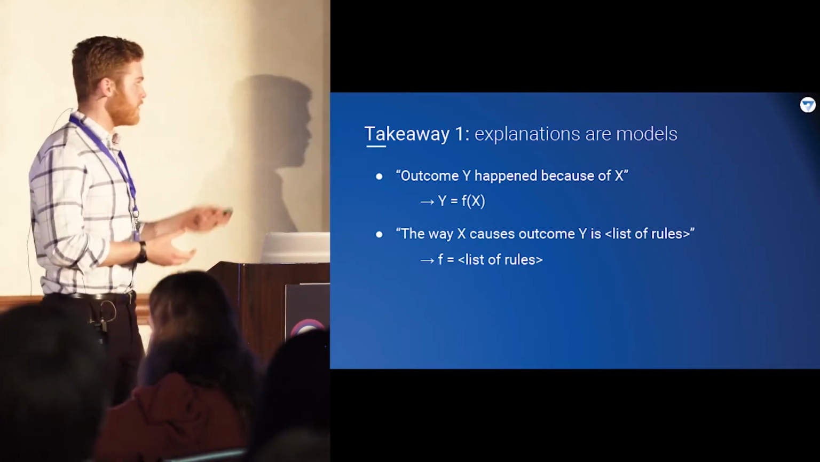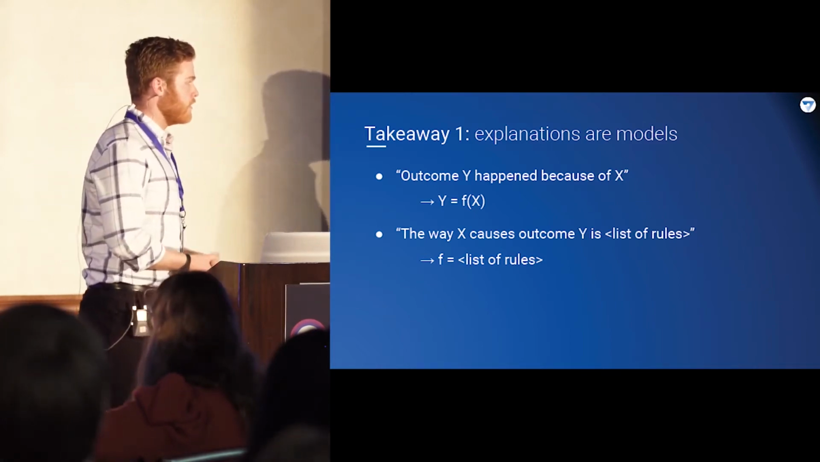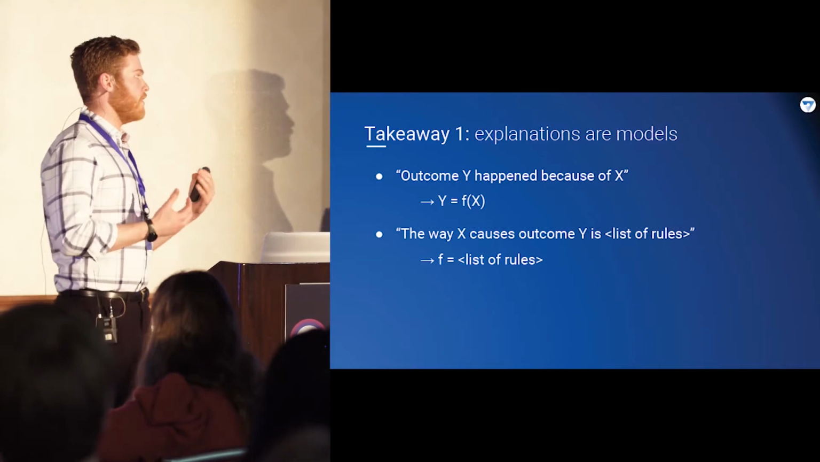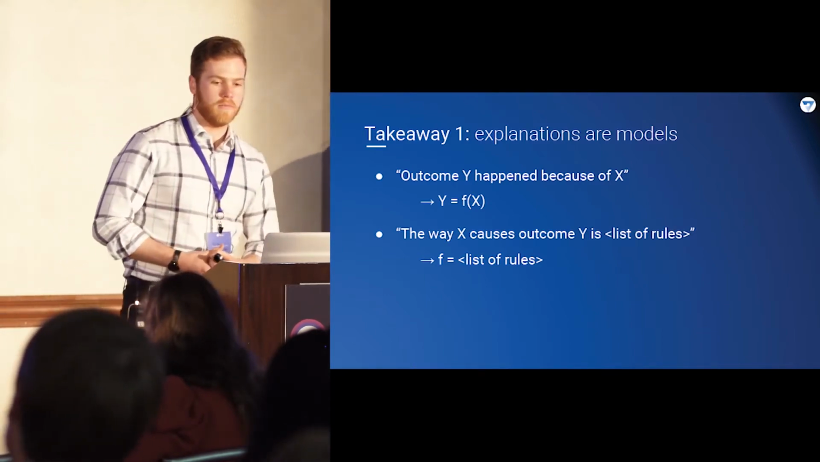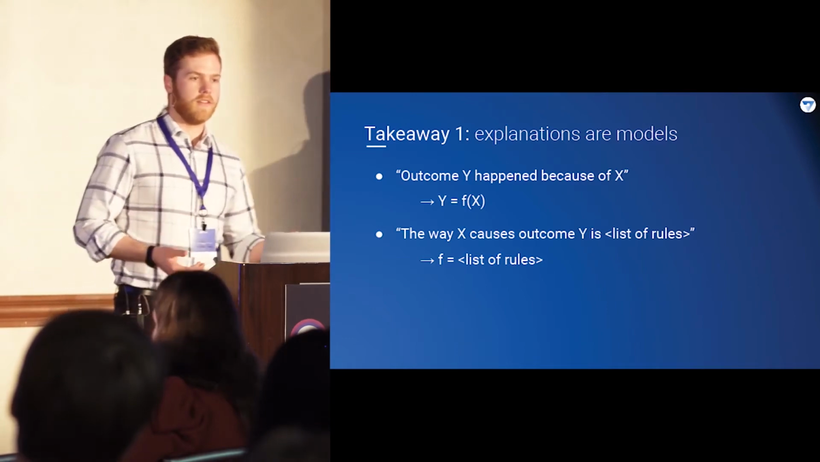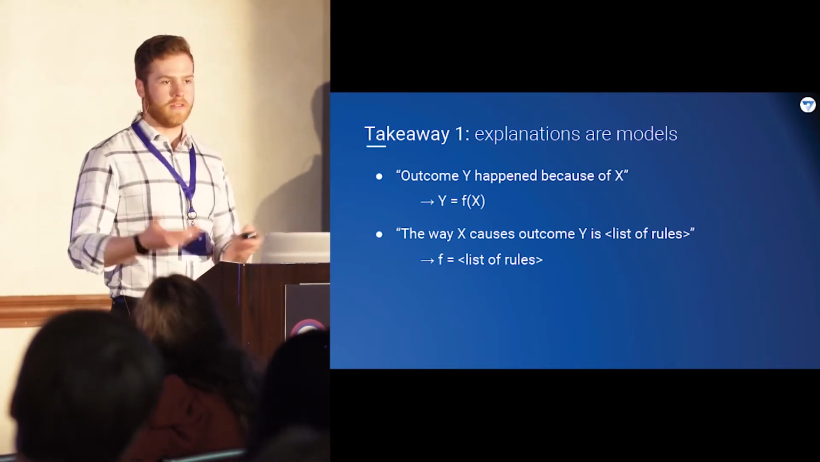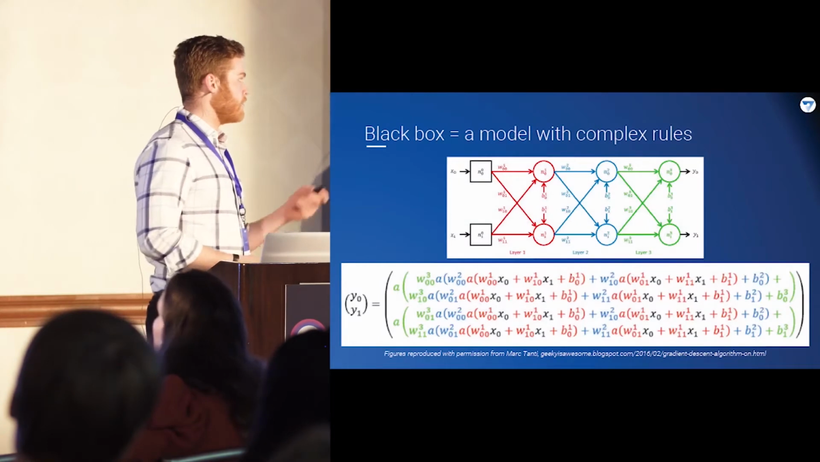We see it's kind of y equals f of x. And you can read that a different way: the way that x turns into y is some function. There's a list of rules. And so that leads us to the idea that, of course, we just have to look at the model and we understand why it's doing what it's doing. Except you run into models like this.